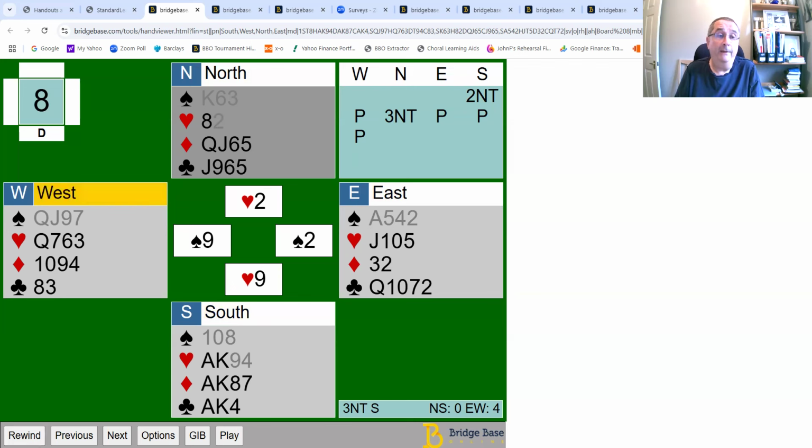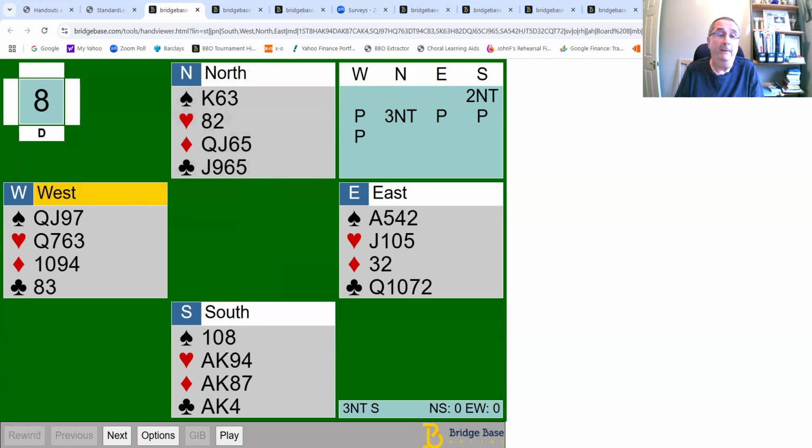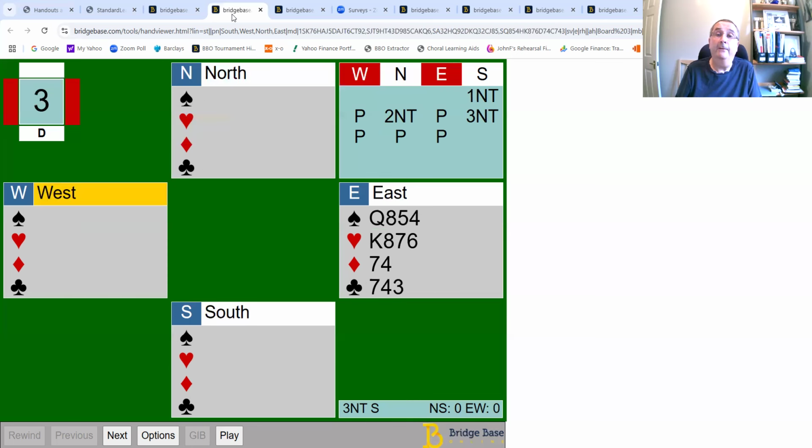If I rewind this and click on the GIB button, the computer is telling me that the only leads that will lead to the contract being defeated is if you lead a top spade there. So do study those. A lot of people forget about leading from top of a sequence or top of a near sequence. Do interrupt me if you have any questions on that.